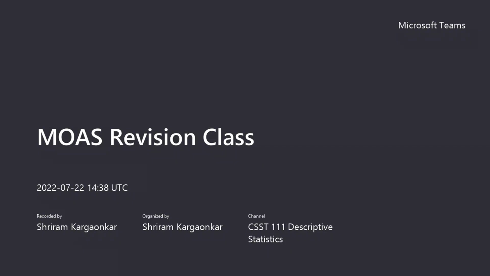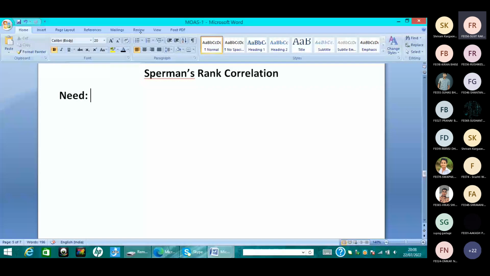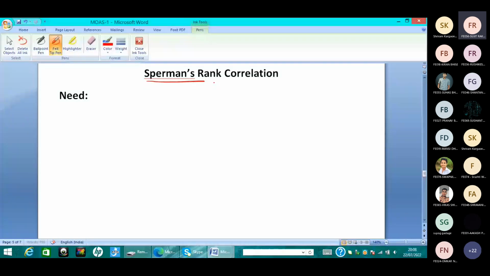Spearman's rank correlation. Okay, so there are three measures of correlation. We have studied two measures. First one, scatter diagram. Then second one is Karl Pearson's correlation coefficient. And third one is Spearman's rank correlation.